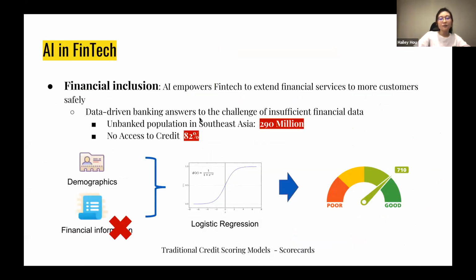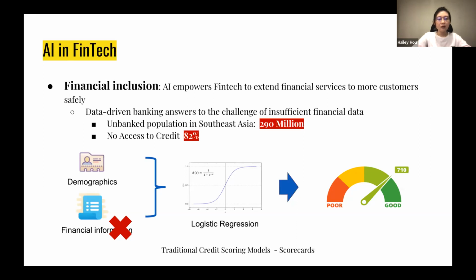Now, what is the actual impact of AI? If you ask me, I think the first one will be financial inclusion. AI really empowers fintech to extend financial services to more customers safely. What do I mean by that? Traditionally, if you think about how you apply for a credit card, you go to a bank. The bank will ask you to fill in questionnaires and application forms, and they ask you for your income proofs. They ask you for even validation, IC, all different kinds of things. Then they'll give you a credit card with a limit that they think is reasonable.